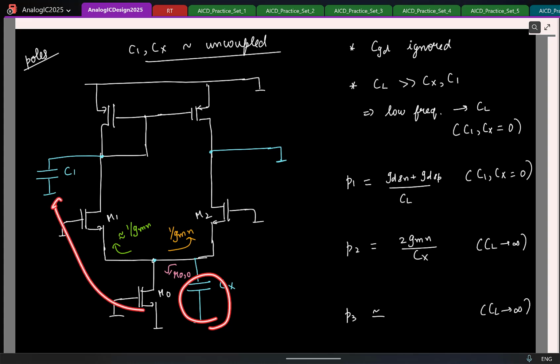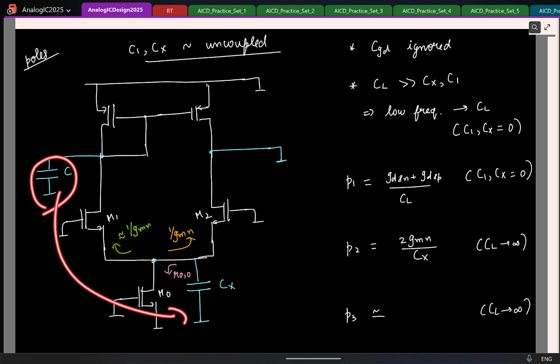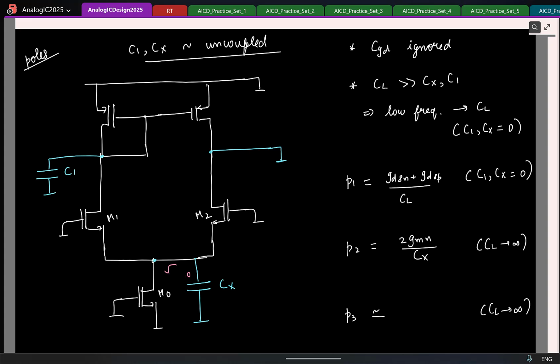So do you think C1 will be uncoupled from Cx? Obviously. So the third pole you can write directly as 1 by the resistance seen by C1 times C1. But let's verify that the resistance seen by C1 doesn't change irrespective of Cx being open or short. So first let's look at the case when Cx is open. I've opened Cx. I'm interested in finding the resistance looking here.